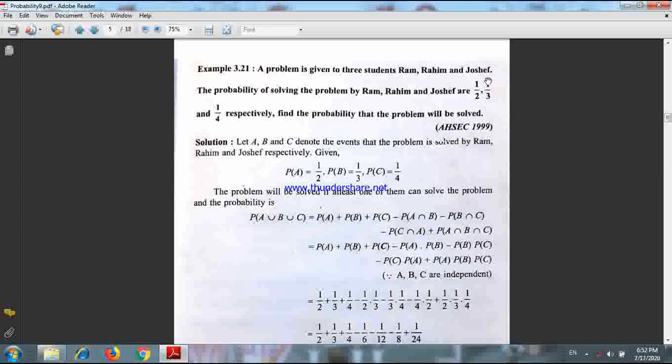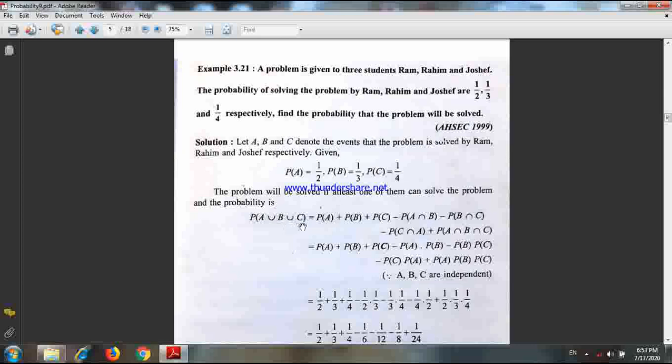Now I declare the events. A denotes the event that the problem is solved by Ram, B denotes the event that the problem is solved by Rahim, and C denotes the event that the problem is solved by Joseph. Now what to find? The probability that the problem will be solved. And the problem will be solved, as I told you, when at least one of them solves the problem. That means to find probability A union B union C, the probability of occurrence of at least one of the events A, B and C.